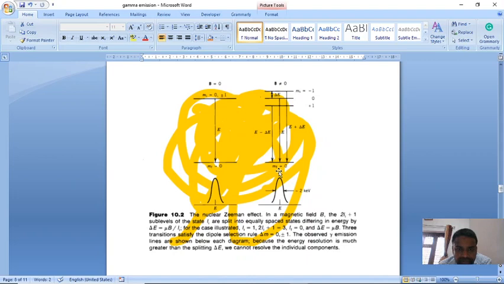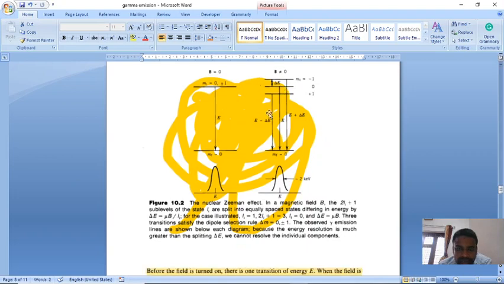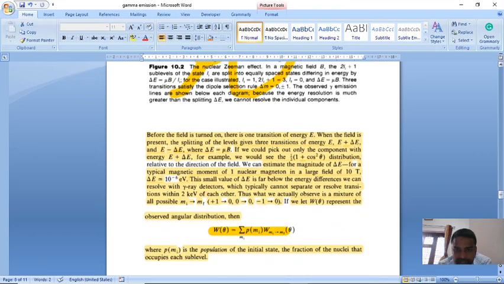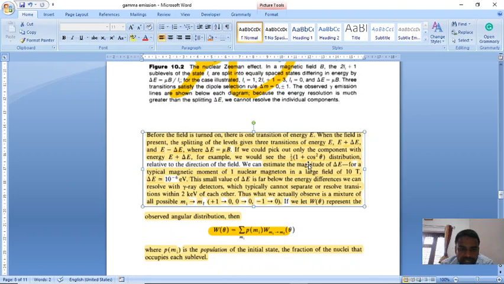Mf is the ground state. But we cannot resolve the transition from the other two states. Before the field is turned on, there is one transition energy. When the field is present, the splitting of the levels gives three transitions of energy E, E plus delta E, and E minus delta E, where delta E is mu B. If we could pick out only the component with energy E plus delta E, for example, we would see the half into 1 plus cos square theta distribution relative to the direction of the field.